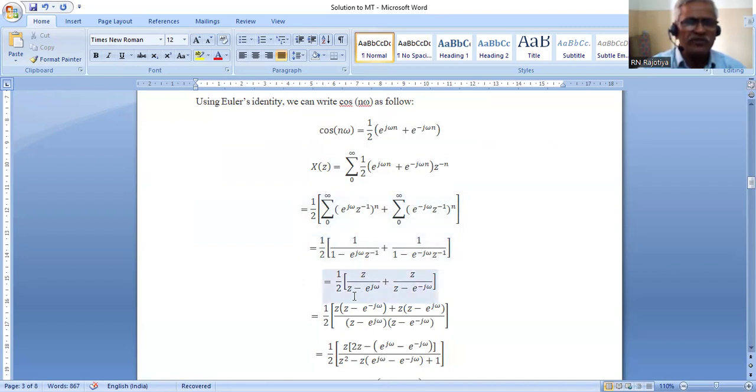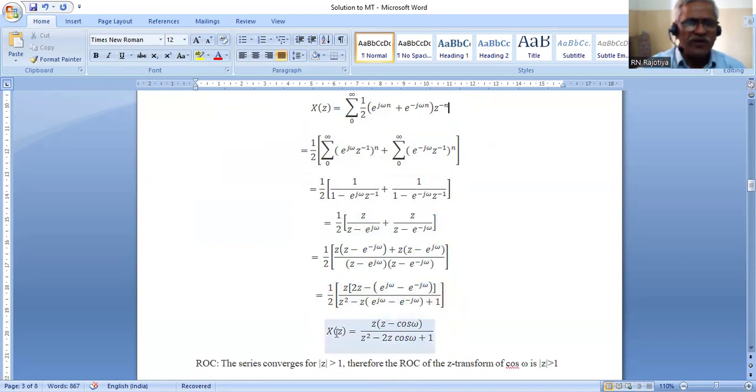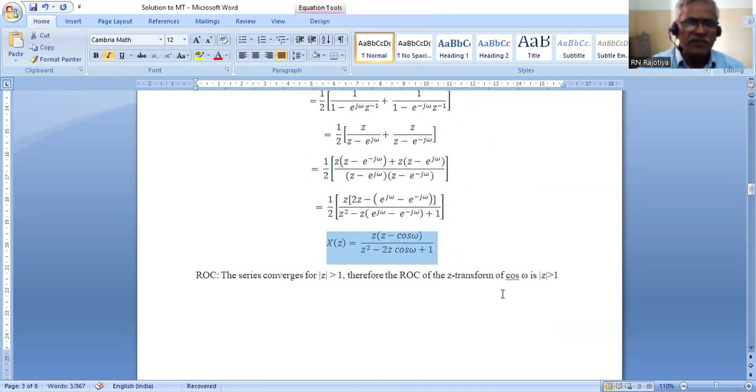So this will be z over z minus e power of j omega, plus this part will become z over z minus e power of minus j omega. Taking the LCM, you will arrive at this. And finally, when solving this, you can go back and use the Euler's form. Therefore, X of z will be equal to z minus cos omega over z square minus 2z cos omega plus 1. Now the next thing is to find out the ROC for this part.